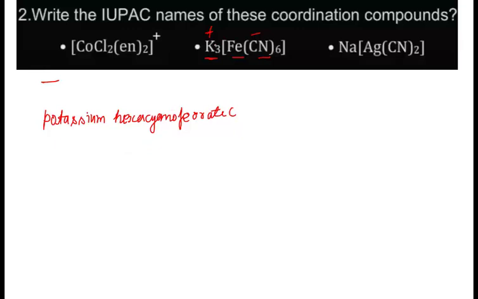So what will be the oxidation state? The oxidation state can be calculated as +1 for potassium into 3 times, plus X, -1 into 6, equals 0 because it's neutral. So +3 plus X minus 6 equals 0. So X comes out to be 3 plus 3. So that means 1, 2, 3, in Roman we have to write. Right? So this will be the name of the complex.